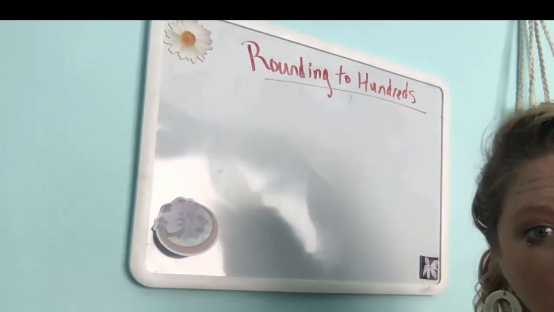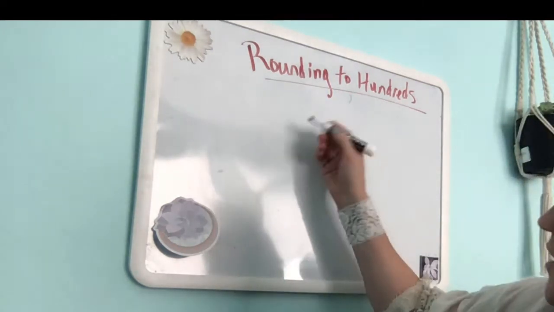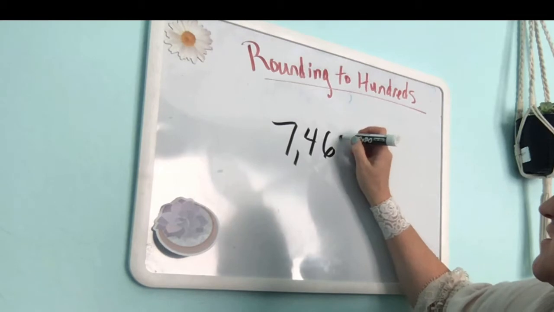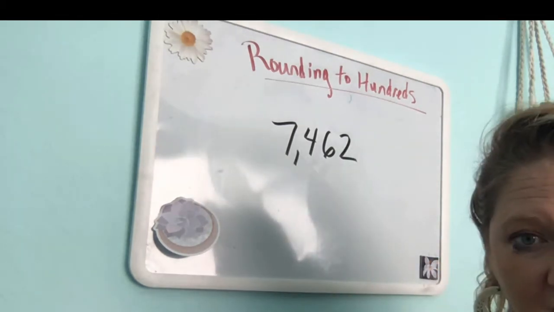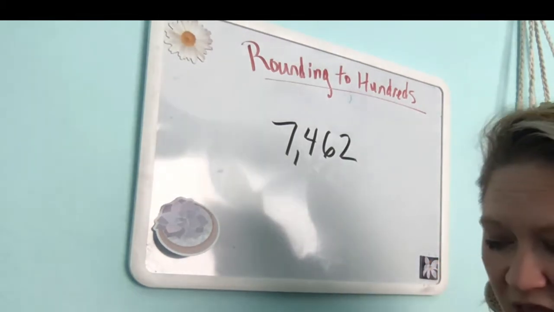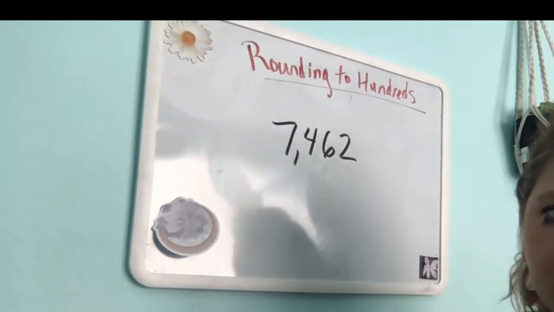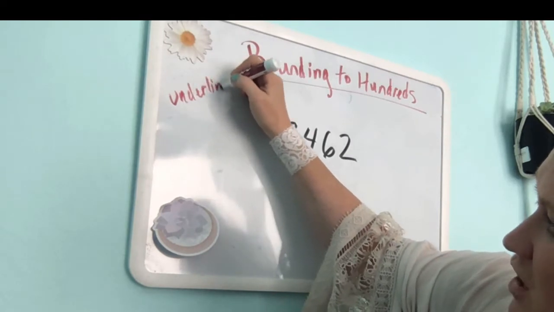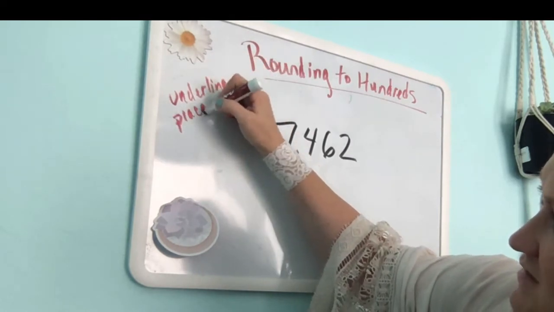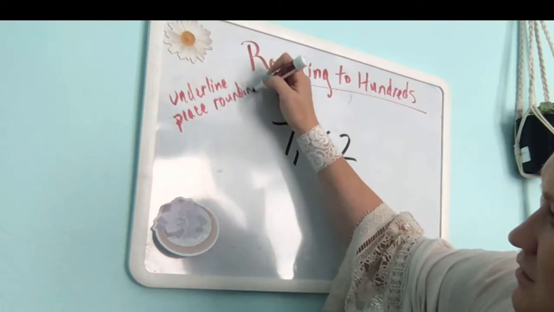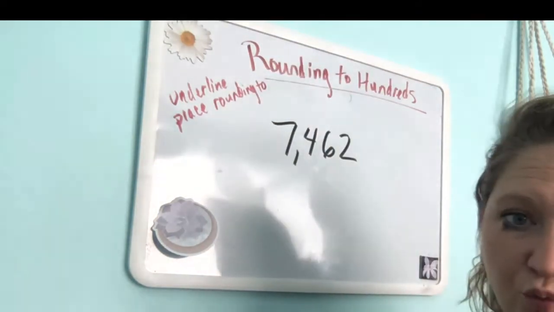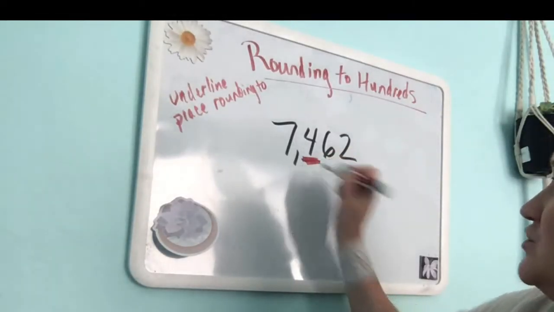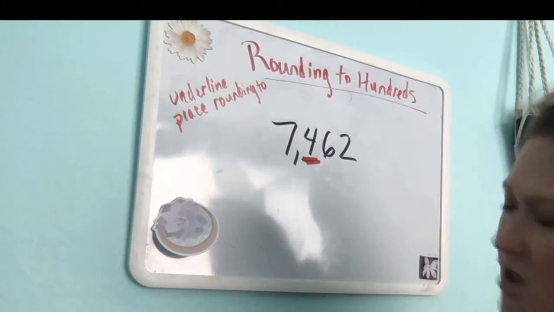I'm going to start by writing down a basic number, 7,462. There's my number, 7,462. I am rounding to the hundreds place. So I want you to underline the place you're rounding to. Whatever place you are going to be rounding to, I want you to underline that area. So I'm doing the hundreds place more specifically.